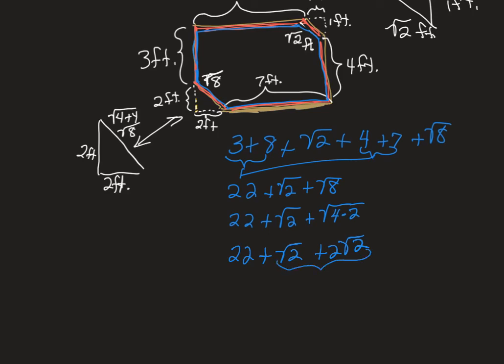Okay, and now we have these like terms. Same index, same radicand. So 22 plus 3 square root of 2.